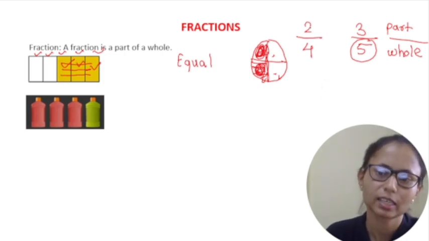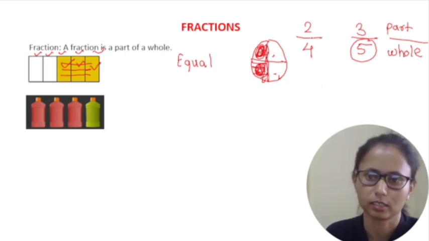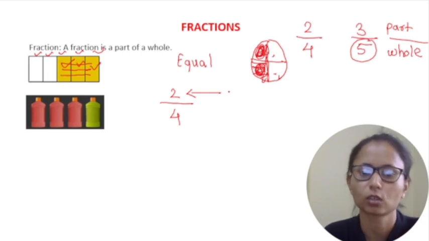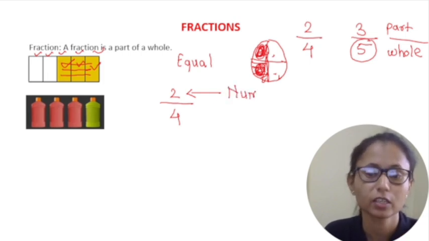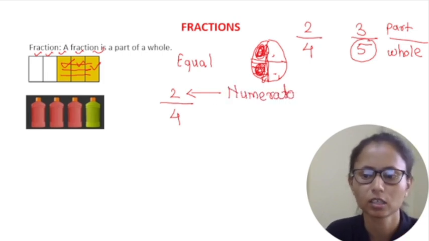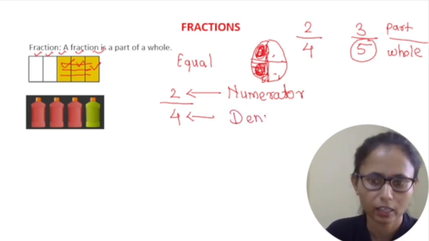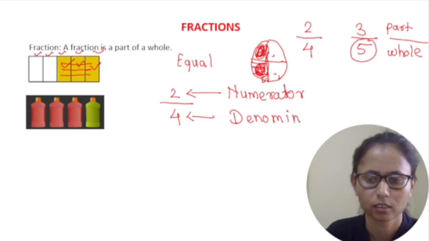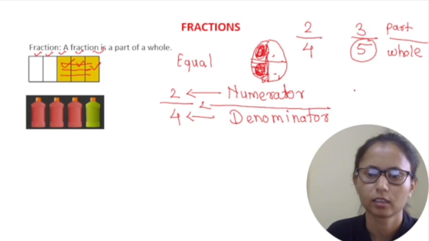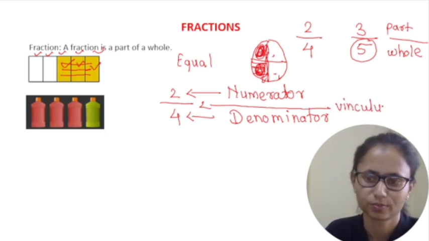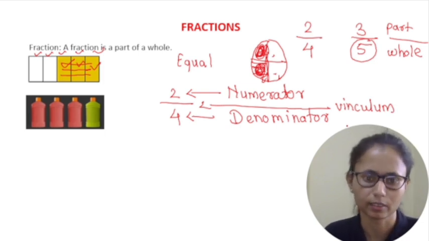In mathematics there is a name for these things like 2, 4, 3, 5 and this horizontal line also. If I write 2 by 4, the number above the horizontal line we call the numerator. Remember this one. And the number below the horizontal line we call the denominator. And what can we call this line? It is a special line. We call it a vinculum, or horizontal bar. That is simple.